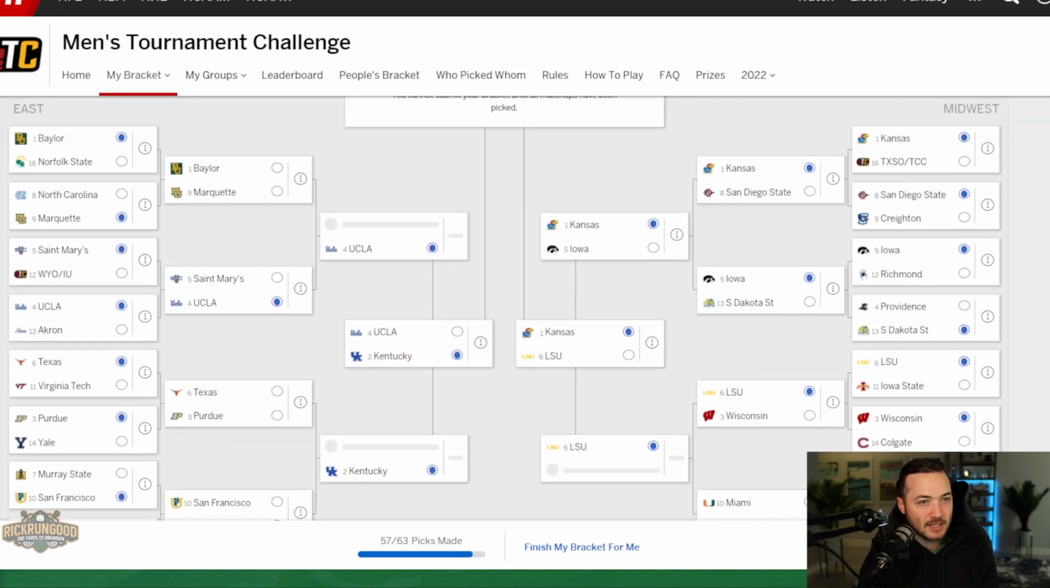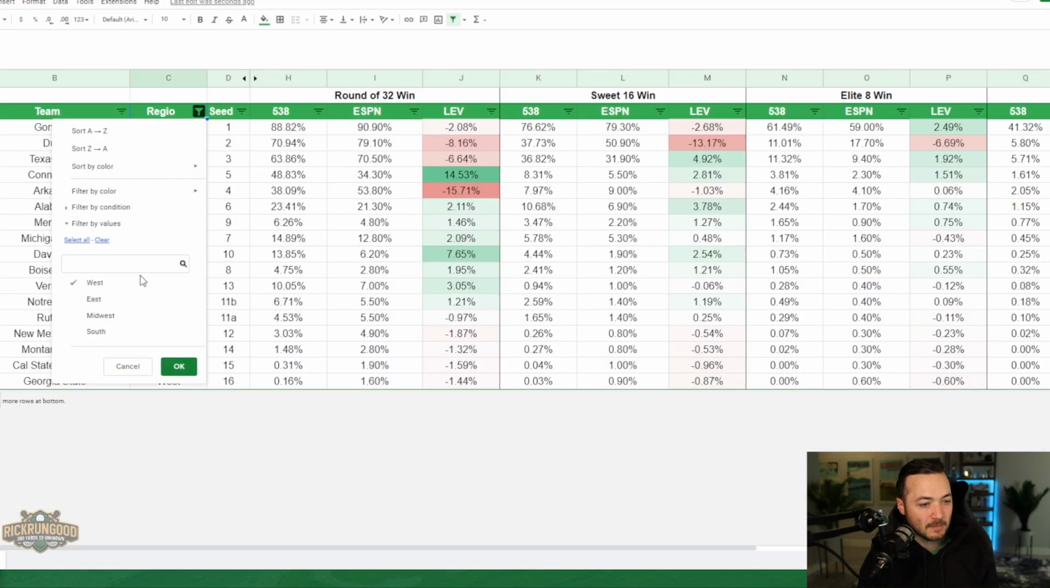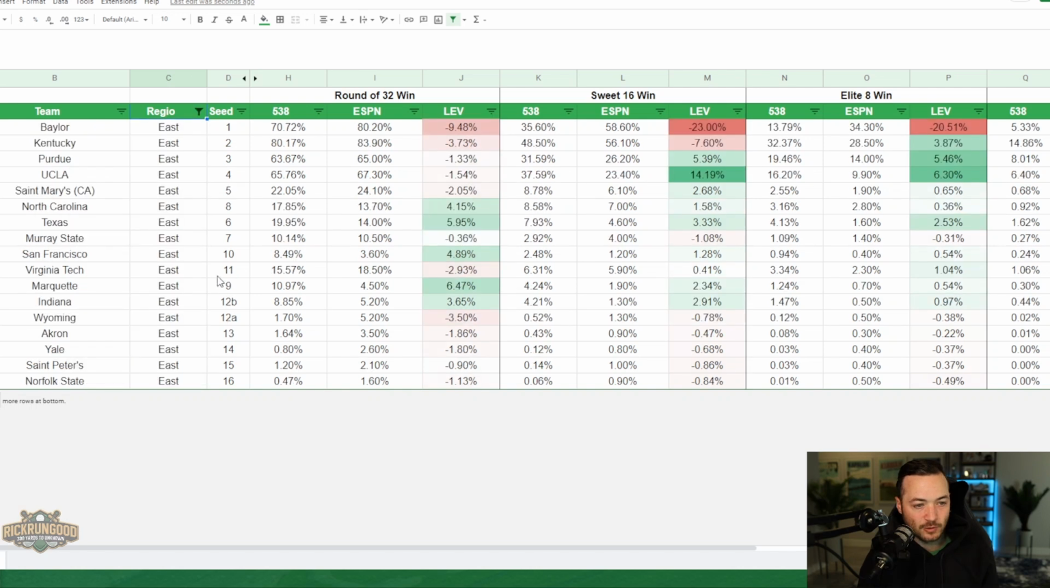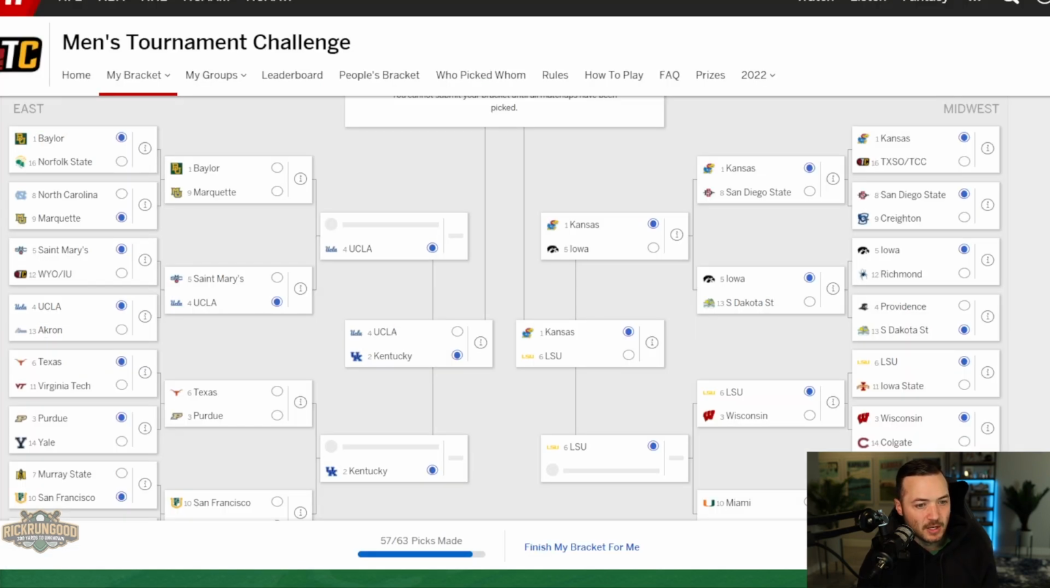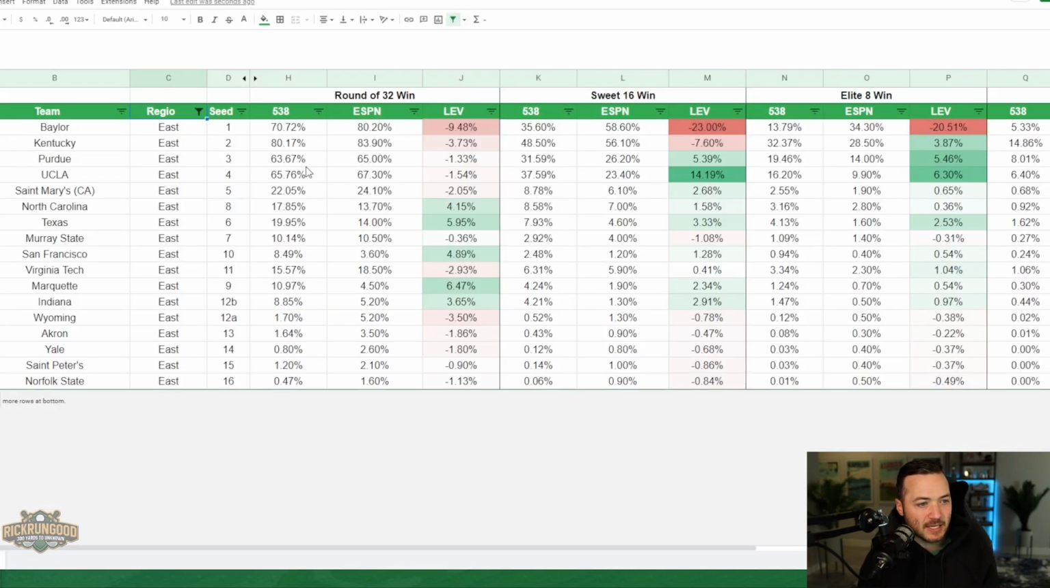Let's see, the east side of the bracket. And you guys can fast forward through this if you don't want. I think it's kind of interesting. So we've got Baylor and Marquette. I imagine Baylor is getting through. Marquette only gets through 10% of the time.